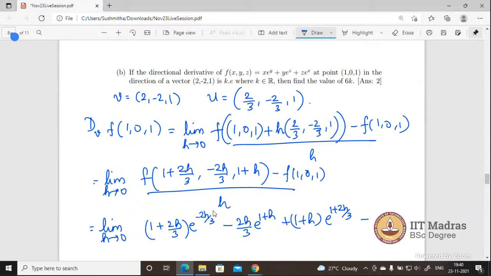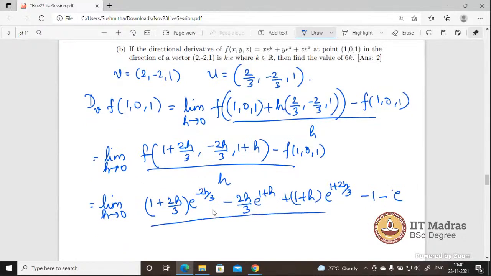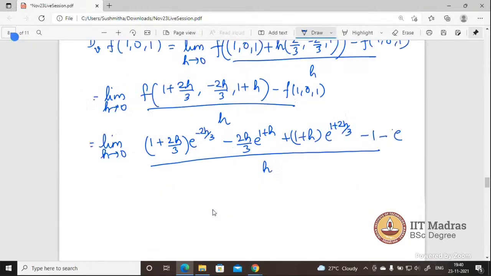That's going to be 1. y is 0, z is 1, e. Right? It will be a minus here also. Yes, e raised to power x, right?